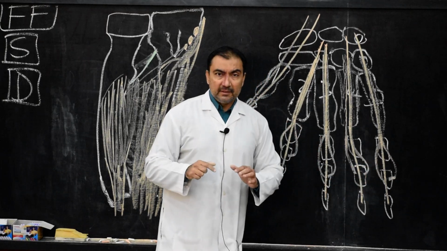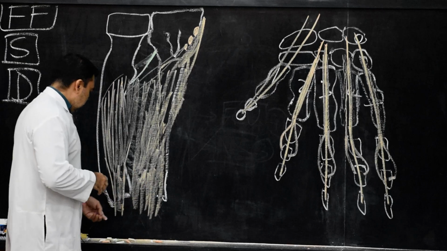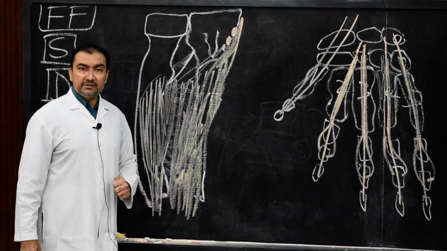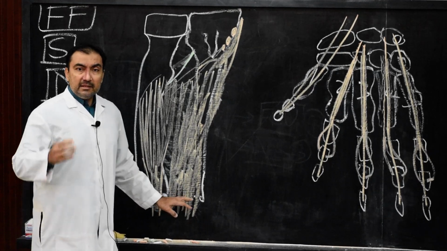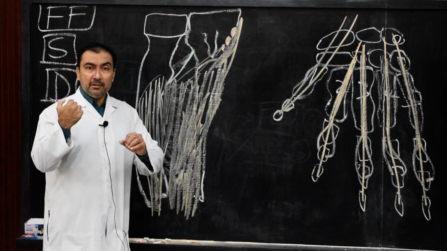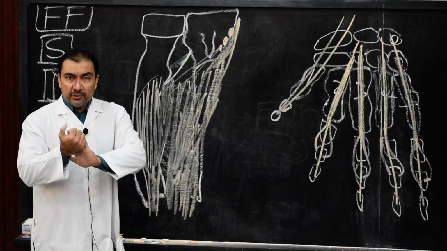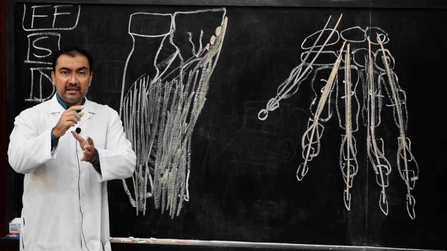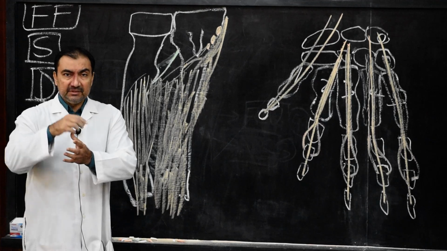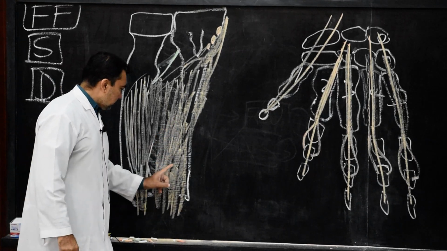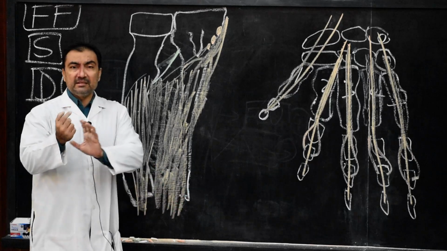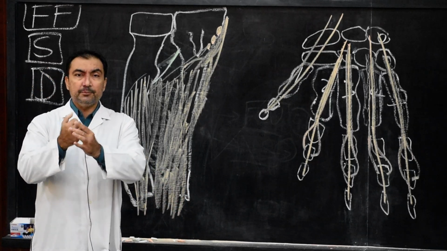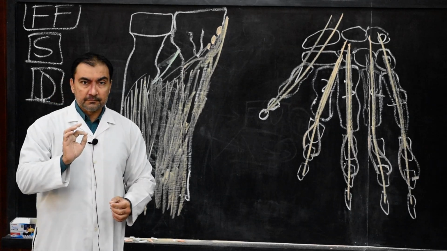Now we come to the action. If we come back here, the actions of flexor digitorum profundus: it will help in flexion of the wrist joint as well as the metacarpophalangeal joints, along with the combined action of flexor digitorum superficialis. Once again I repeat, flexor digitorum profundus along with flexor digitorum superficialis will help in the flexion of the wrist joint and metacarpophalangeal joints.